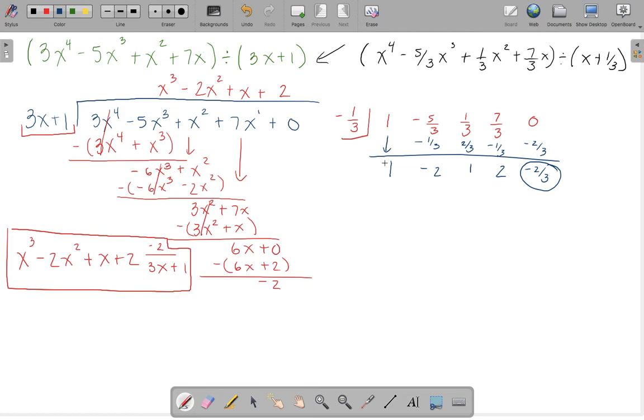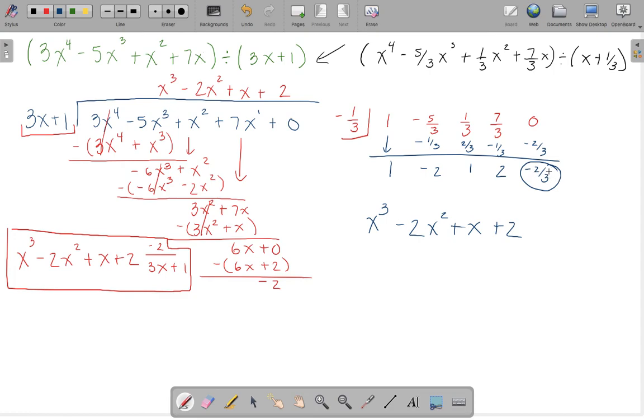So if I want to make sense of this answer, one way to do it is to say, well, this is my quotient, right? I've got a 1, a negative 2, a 1, and a 2. So we expect that the quotient is x to the third. Remember, we depressed this polynomial, so we went from a 4th degree down to a 3rd degree. We've got x to the third minus 2x squared plus x plus 2, just like we did over here, same quotient.